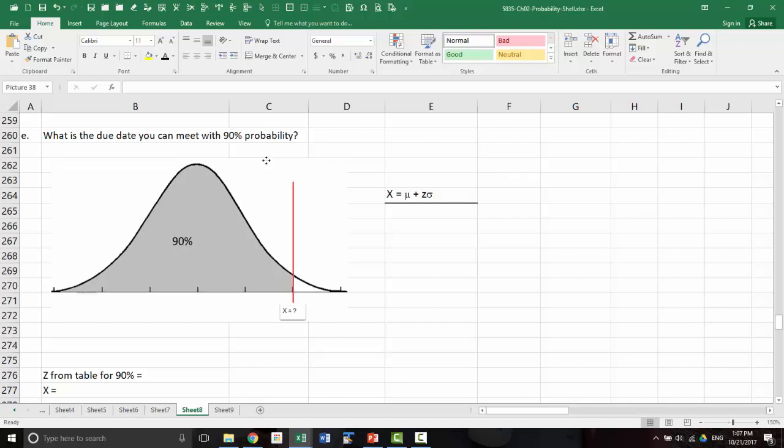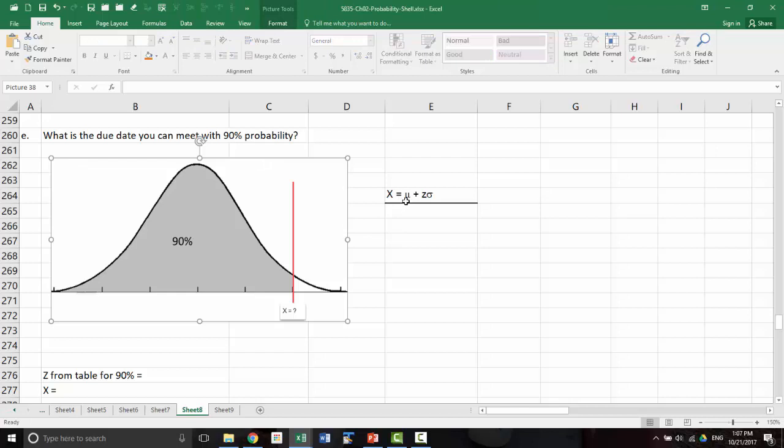And the formula for that is x equals mu plus z sigma, where we have to find the corresponding z for that 90%. So for the standard normal distribution, for 90%, what is the z? Again, we can do this from the table, and I'm going to show you how to use the table because sometimes you have access only to the table. But if you have Excel, then I would suggest that you use the Excel function for it. So let's look at how to do this in the table.